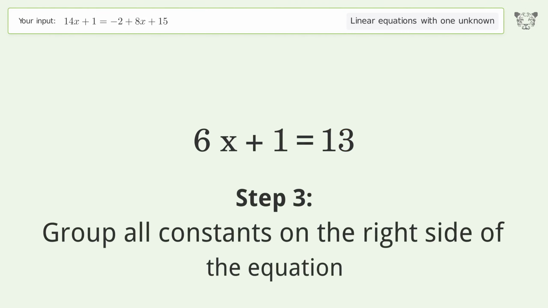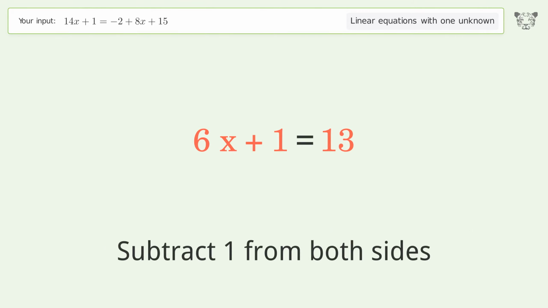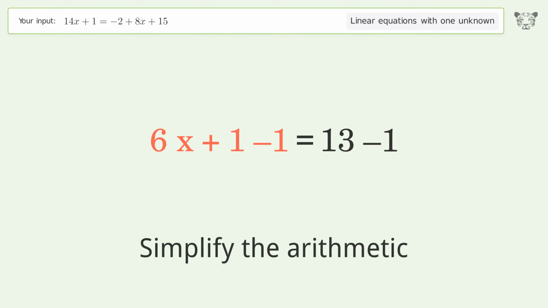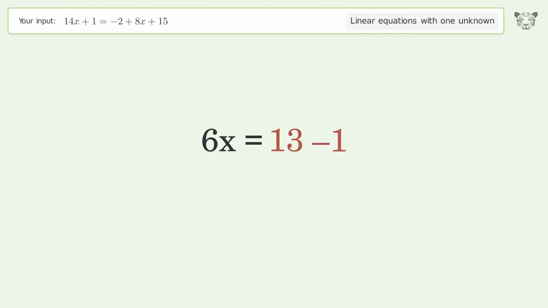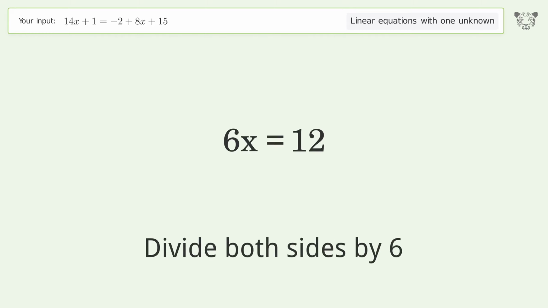Group all constants on the right side of the equation. Subtract 1 from both sides. Simplify the arithmetic. Isolate the x. Divide both sides by 6.